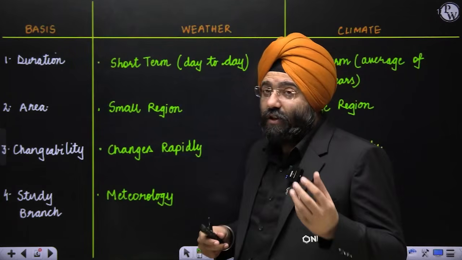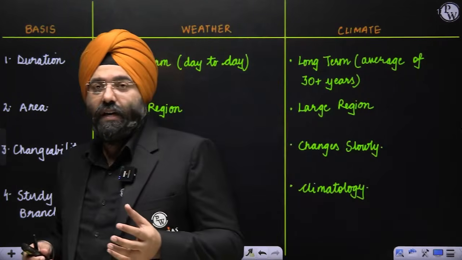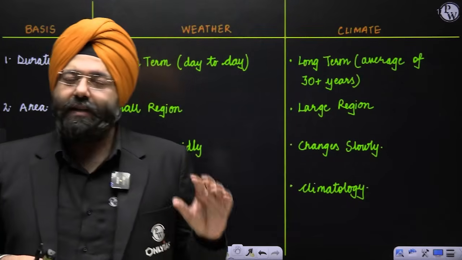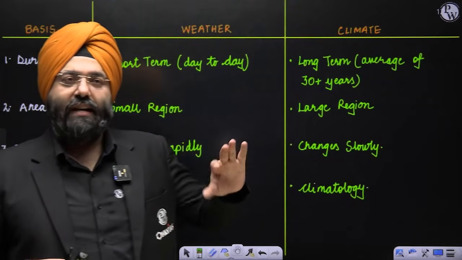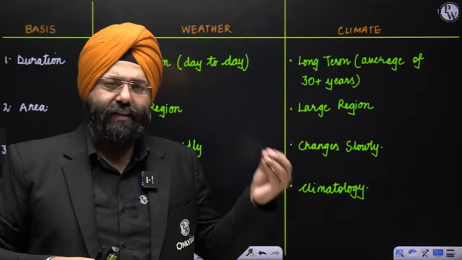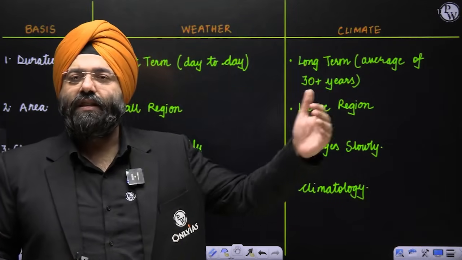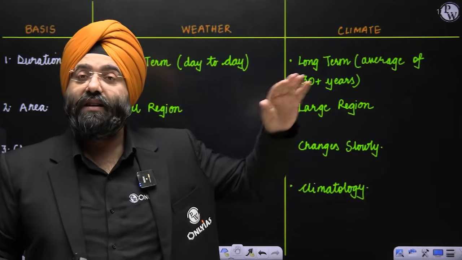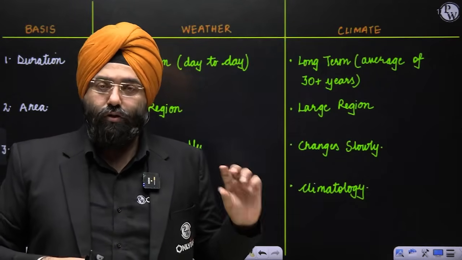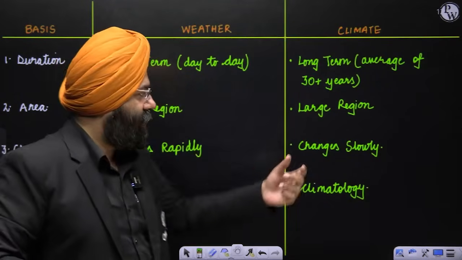Why? That is why the concept of climate change comes. Because overall, if you realize, let us assume there is a region which has an average temperature of, let us say, 30 degrees Celsius. But due to climate change, you realize after 50, 60 years, the average temperature has gone to 35 degrees Celsius. So it is changing slowly, but changing. So that is why it changes slowly.